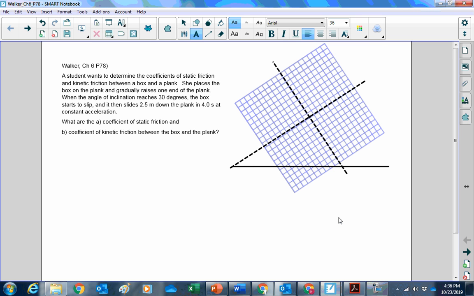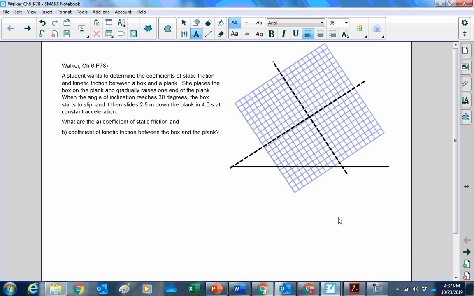This is problem 78 from chapter 6 in the Walker book. In this case, a student wants to find the coefficients of static friction and kinetic friction between a box and a plank. And so she's gradually raising that plank and increasing the degrees until the box starts to slip. And so then we're going to switch from static friction to kinetic friction as it slides down the plank.